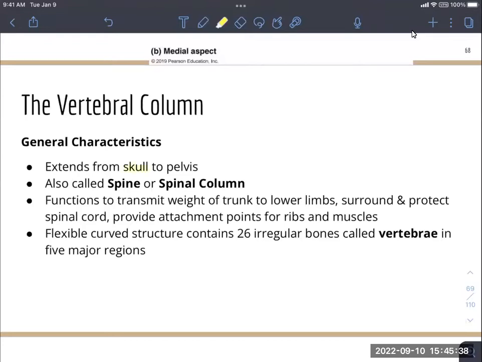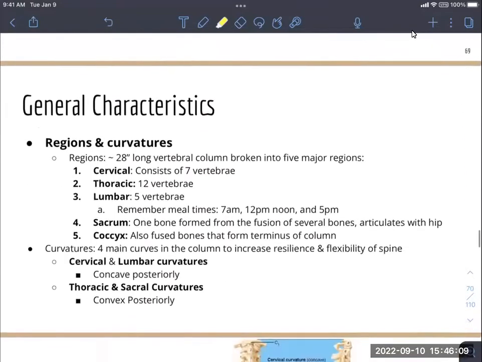So it starts at the base of the skull and it goes all the way down to the pelvis. It can be called the spine or the spinal column. And it's 26 bones long. Each bone is called a vertebra. We're going to look at the different characteristics between the vertebrae because it's important to know, because different bones have different shapes. So we'll look at them and talk about what makes each one different here.